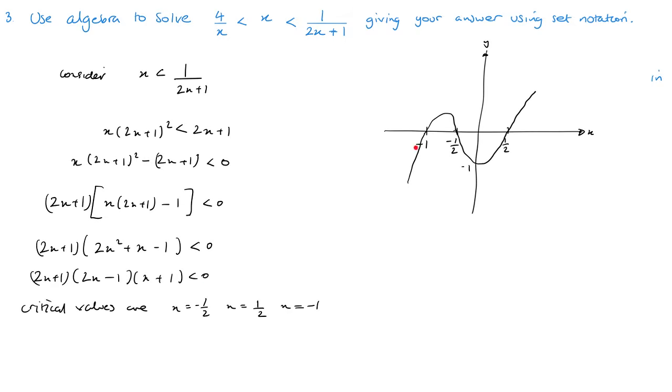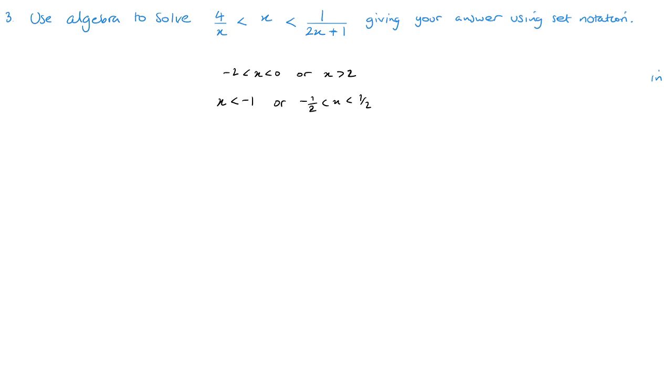Now I want when my graph is less than 0. So it's less than 0 when it's below the x-axis. So we've got x is less than -1, or x is between -1/2 and +1/2. So that leaves these solutions: this one from the first one that I did, and then this one from the second one that I did.